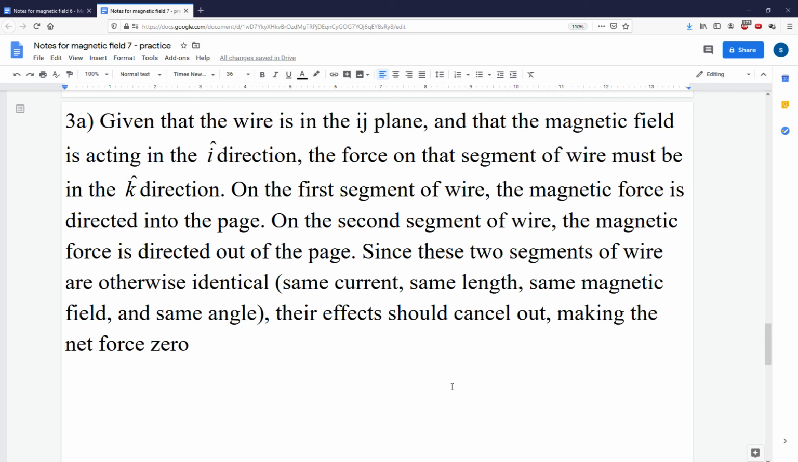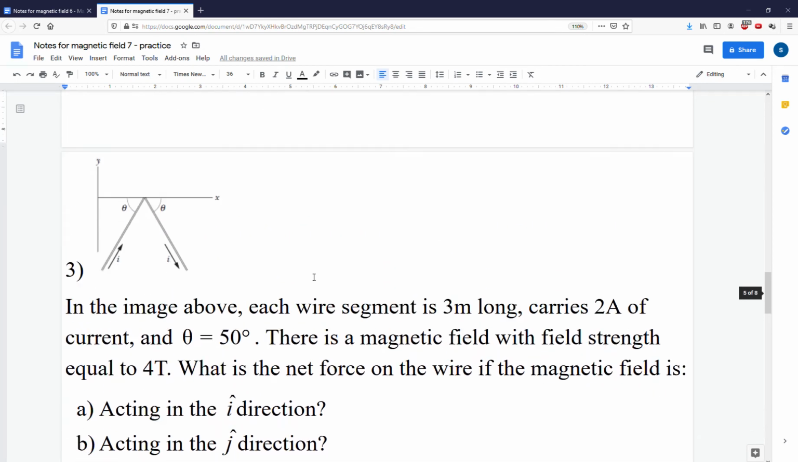Other than direction, the two wires will have the same magnetic force: they have the same length, the same magnetic field, the same current, and the same angle. Both will create the same amount of force in opposite directions, and so these two forces should cancel out. And so the net magnetic force on this wire for part A is 0.